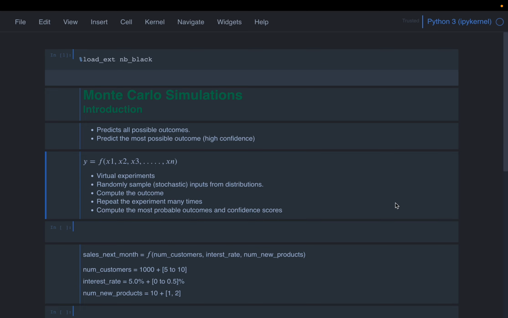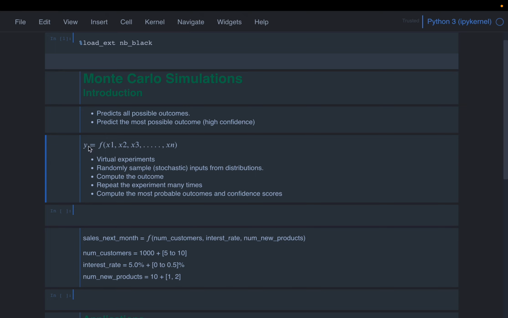But in the next few videos, we are going to learn the very basics of Monte Carlo simulations. Now, in our real life, whether it is personal or professional life, we often ask questions like, what are all the likely possible outcomes, and among those, which one is the most possible outcome? Monte Carlo simulations try to answer the same questions. Now let's take an example.